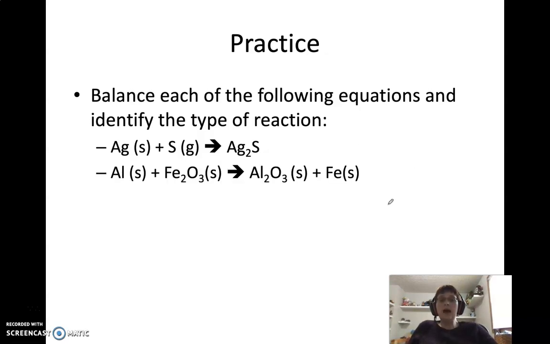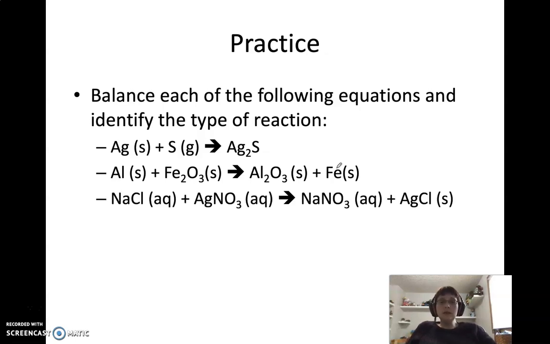Here, what do we have happening? We always just take a look and see what's happening. So if you look on the reactant side, we have aluminum by itself, iron oxide, so iron and oxygen. And then when we look on the product side, we now have aluminum with oxygen and iron. So this tells us that the metals replaced each other. And because there's not two compounds on each side, we know it has to be a single replacement. Double replacement requires both of them to be compounds.